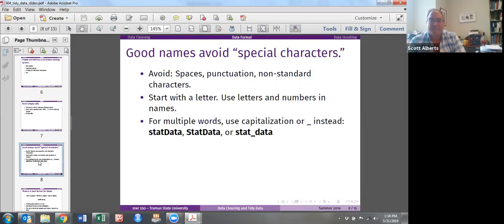Similarly, we want to avoid special characters. Typically, we want to use letters, numbers, a period for dot, and the underscore, and just use those characters in things. We've already seen how things like back quotes are used in a special way, or how %>% is that special pipe used in the tidyverse.